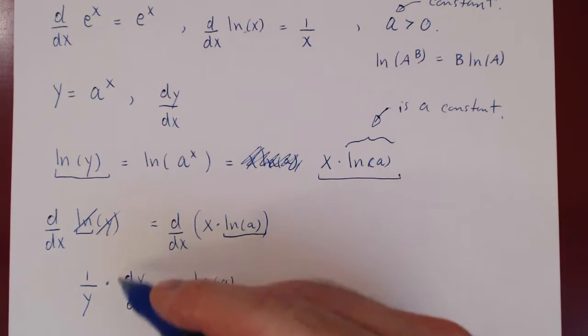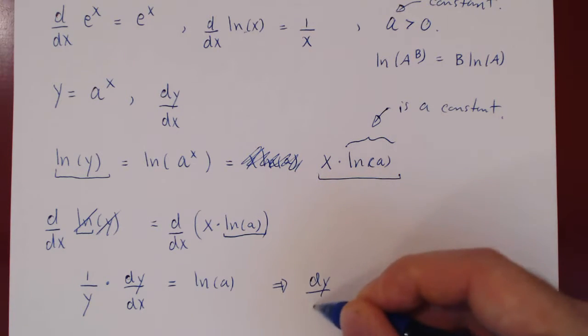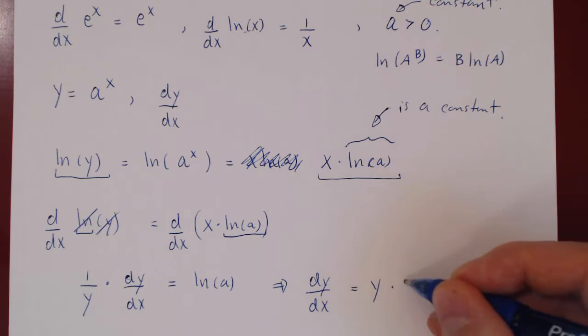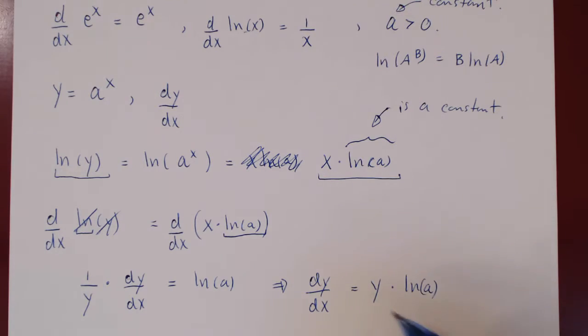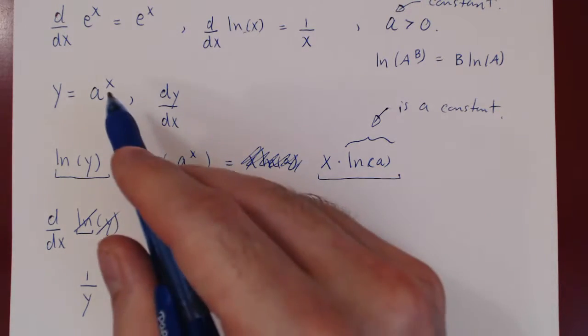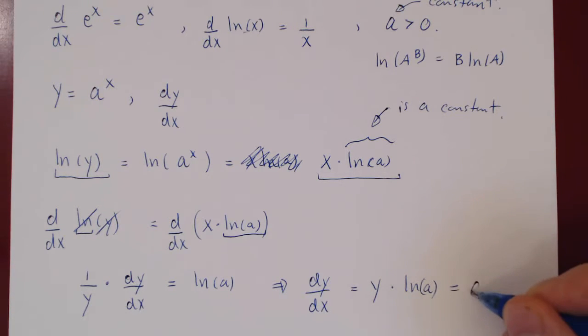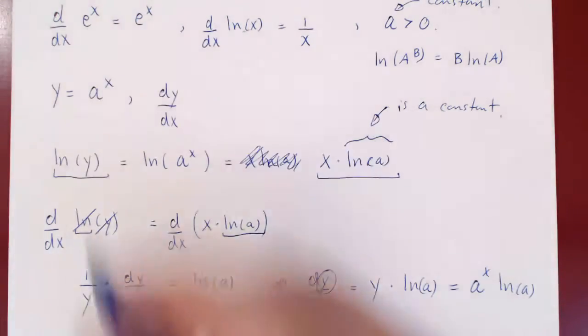We can now solve for dy over dx. Multiply both sides by y, so dy over dx is going to be y times ln of a. And if you remember, y was simply a to the x. So this is equal to a to the x ln of the base. And now we have the rule of the differentiation for y, which is a to the x.